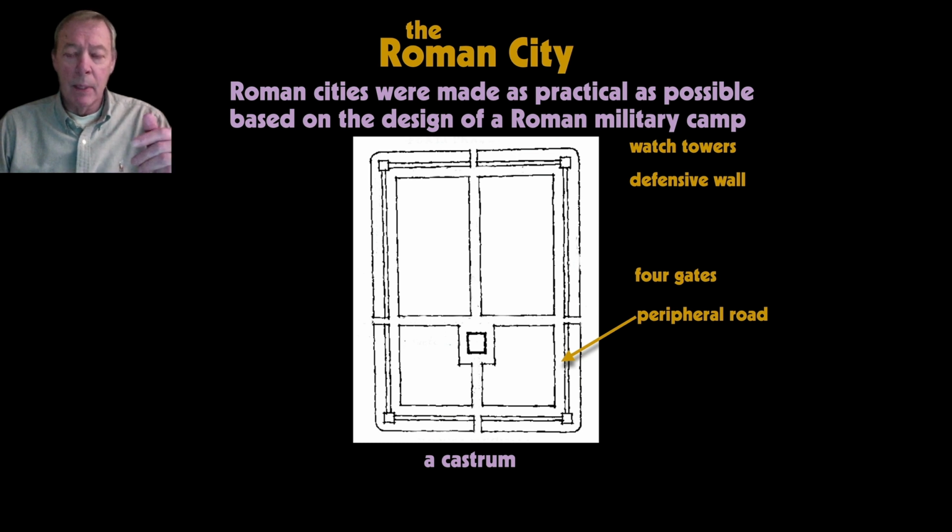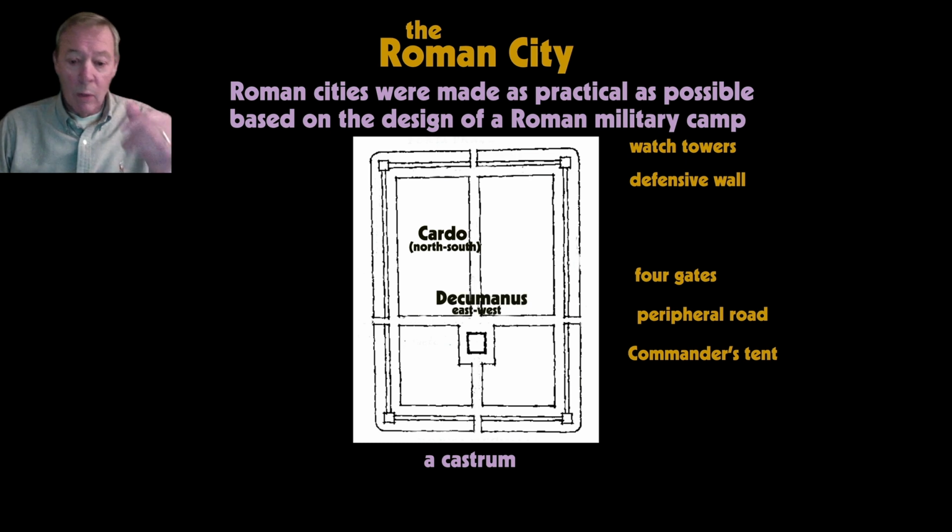and then the commander's tent located at the intersection of the 2 main roads in the camp in the middle. And then those 2 main roads would consist of the north-south road, which would be called the cardo, and the east-west road would be called the decumanus, coming in from the 4 main gates. And where those intersected, that would be the location of the commander's tent. Then the tents of the legionaries would be distributed around in the other 4 quarters.